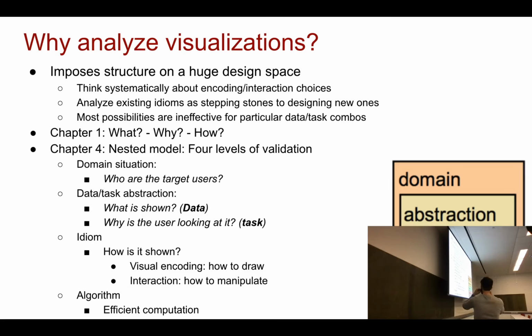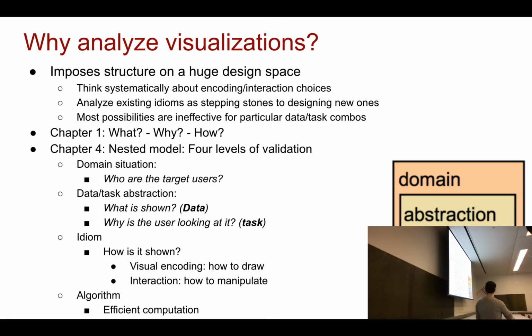Data and task abstraction. So data is what we're actually showing. What is the data set? We can think not just of the data set itself. It's map data, states and counties. We can think more abstractly. It's geographic data. Instead of showing population, it's quantitative, it's number data. It's not categorical data. So there are ways we can systematically think about the data that we want to show. And then why is the user looking at it? What's the task we want them to perform?